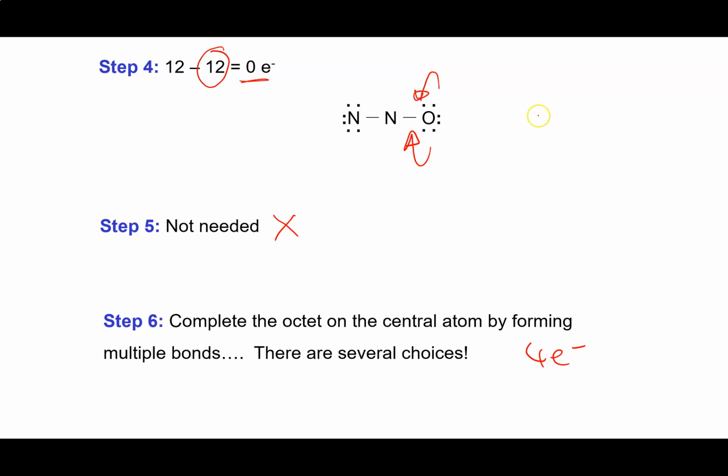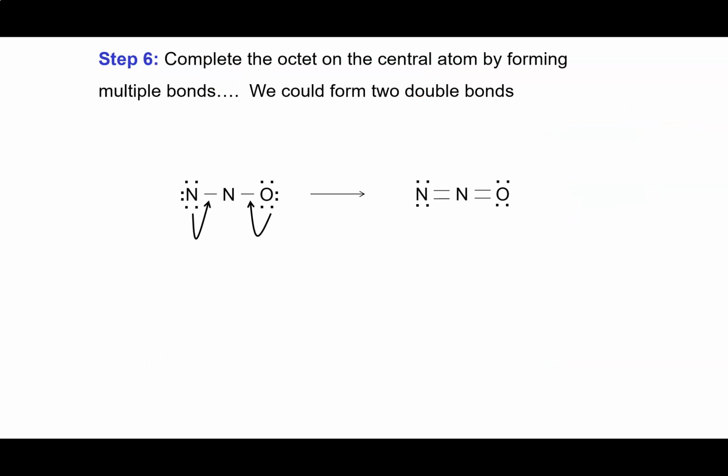Now, I might think that nitrogen has 3 octet vacancies and it likes to form 3 bonds, and oxygen has 2 octet vacancies and likes to form 2 bonds. Is there a way of doing that? Would that be the best Lewis structure? Is it impossible to achieve that? So how am I going to figure this out? Complete the octet on the central atom by forming multiple bonds.